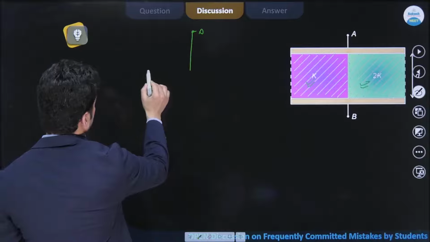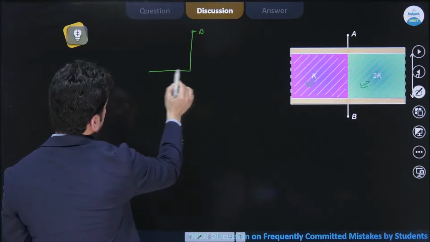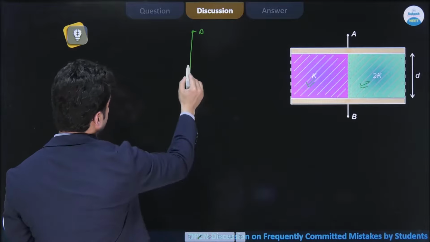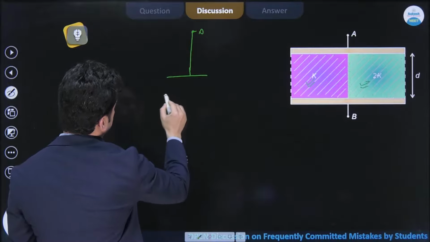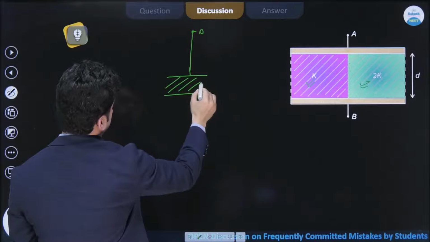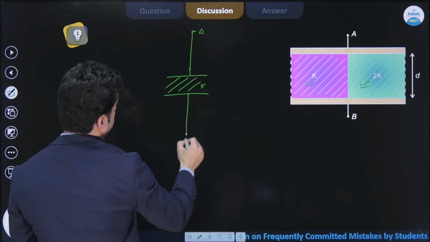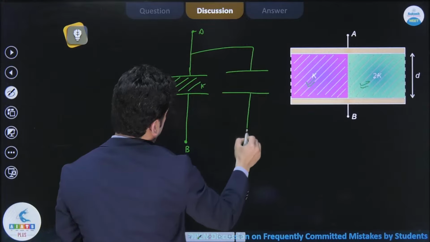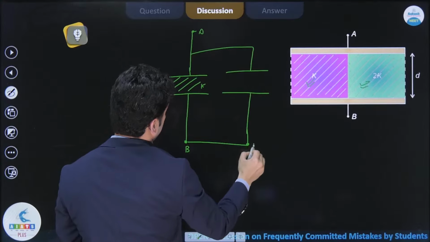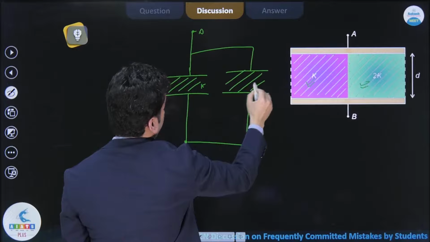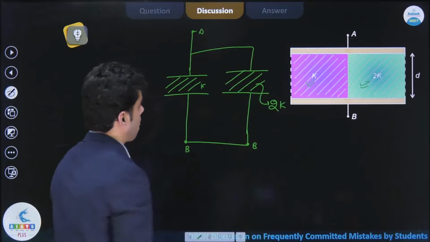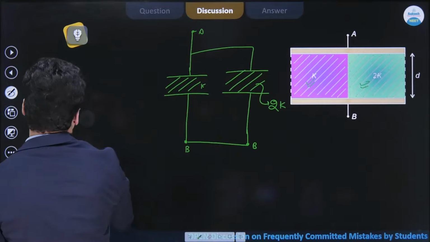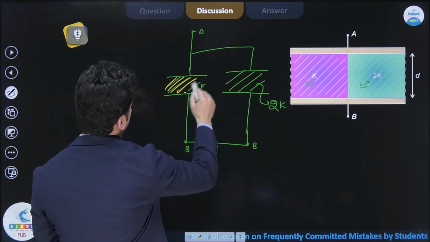So this is A, and I can just break it like this. So I have one capacitor like this, and the dielectric between them is K, right? And this is B, right? I have one more capacitor like this, right? This is also B, and this is of 2K. Okay, no doubt. Okay. This is of 2K. So this one is of K and this one is of 2K.